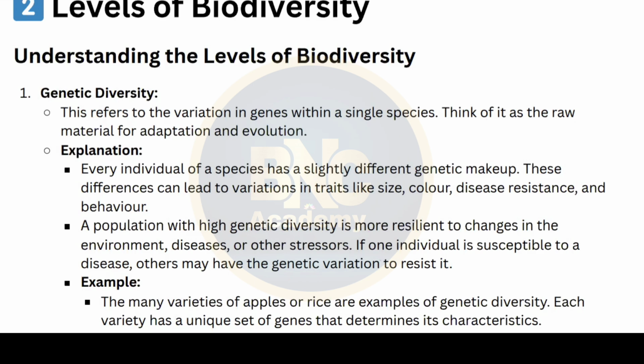Similarly, genetic diversity provides the ingredients for a species to adapt to changing environments. This variation is what allows populations to withstand diseases, environmental stress, and other challenges. A population with high genetic diversity has a better chance of survival because some individuals will possess traits that allow them to thrive.